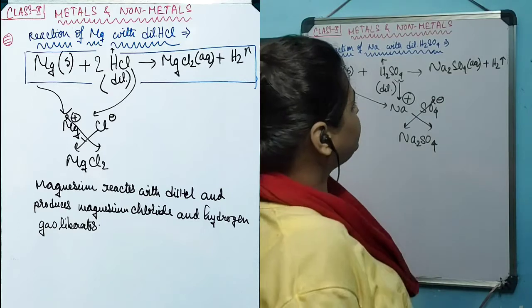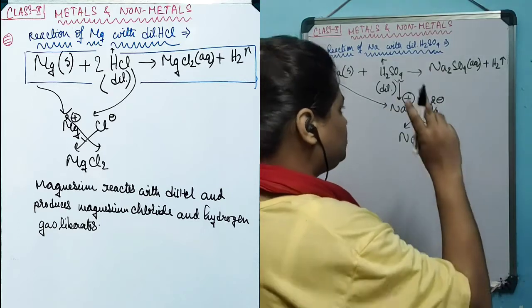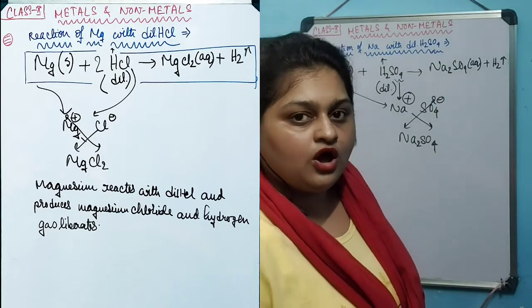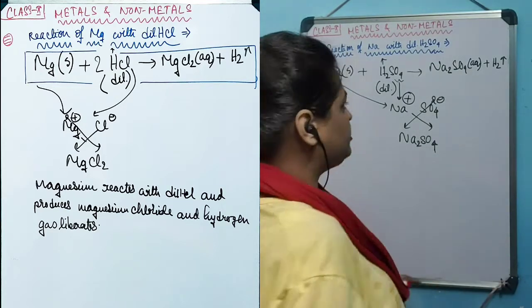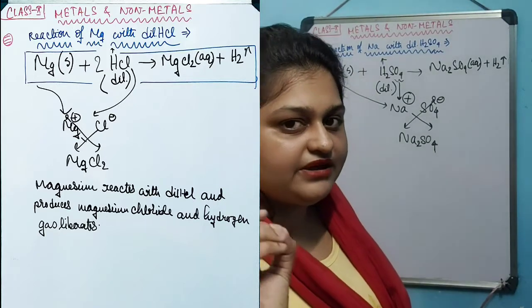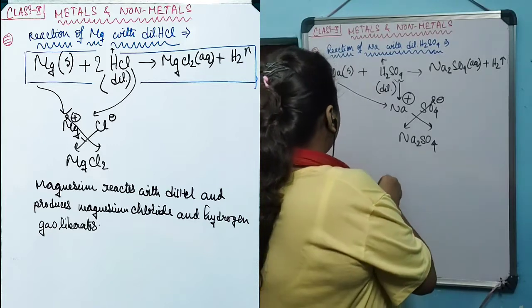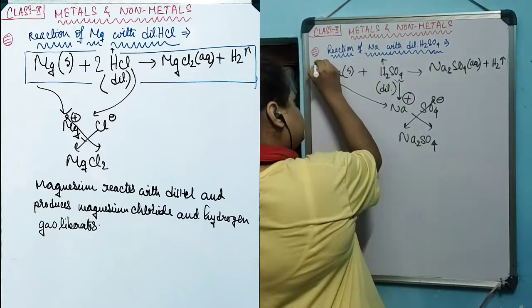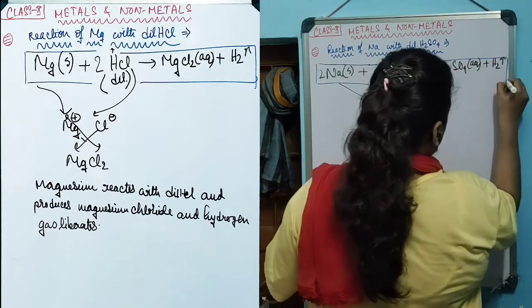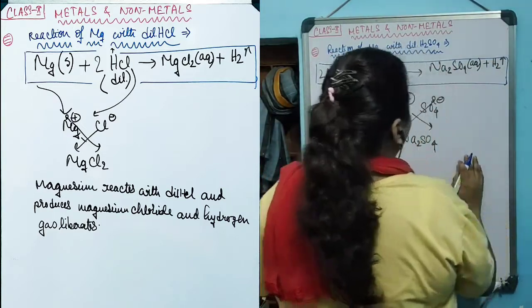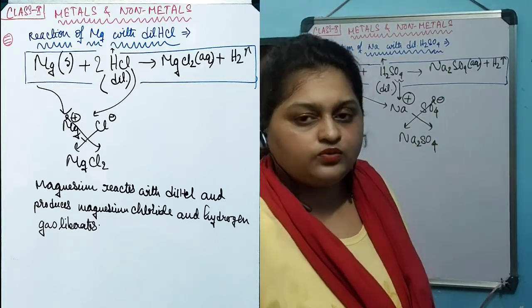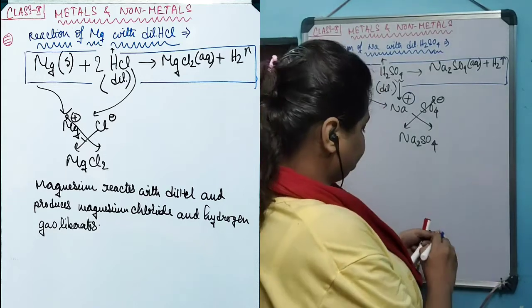Now to balance this, sodium is present as 2 atoms on the right hand side. To balance this, we are going to multiply 2 on the left hand side with the sodium. This will give our complete balanced chemical reaction, in which 2 sodium in solid state reacts with dilute H2SO4 and produces sodium sulfate Na2SO4 in aqueous medium, along with the liberation of hydrogen gas.